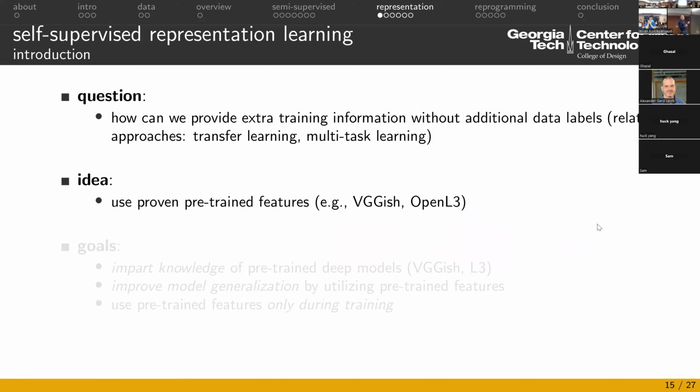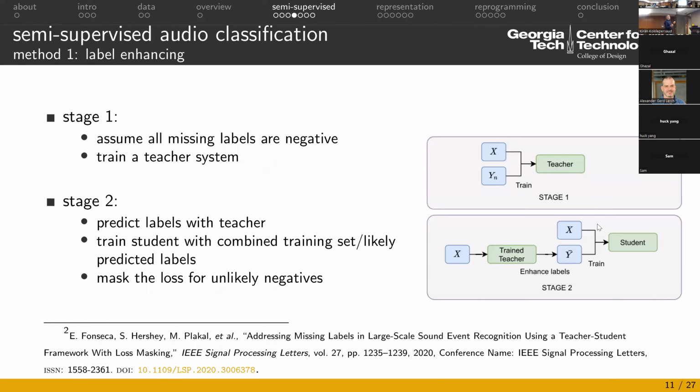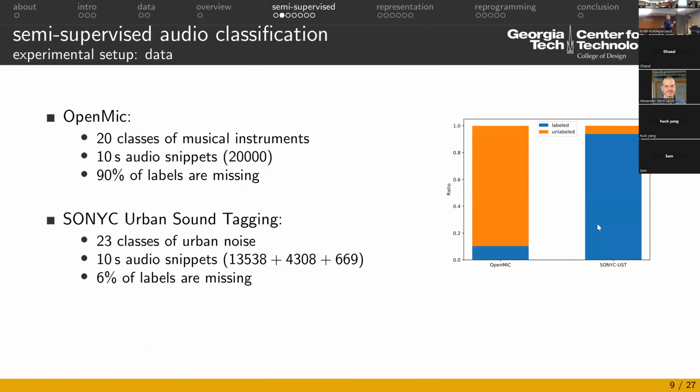This is the wrong one. It's actually, I mean, it sounds actually quite big, right? So here we have 20,000 10-second snippets. But then we have labels for 20 instrument classes, and 90% of these labels are missing.